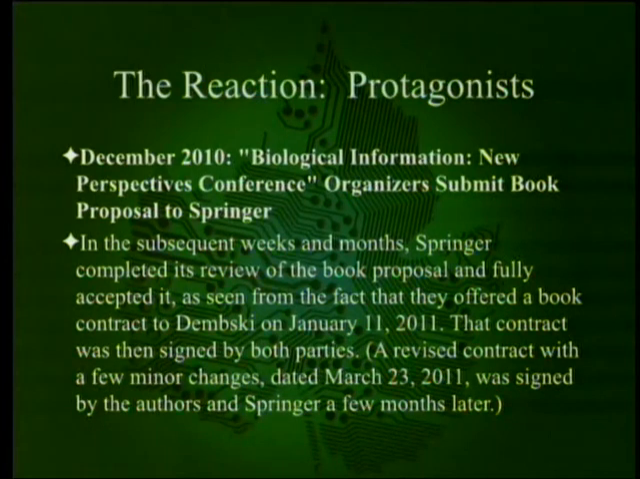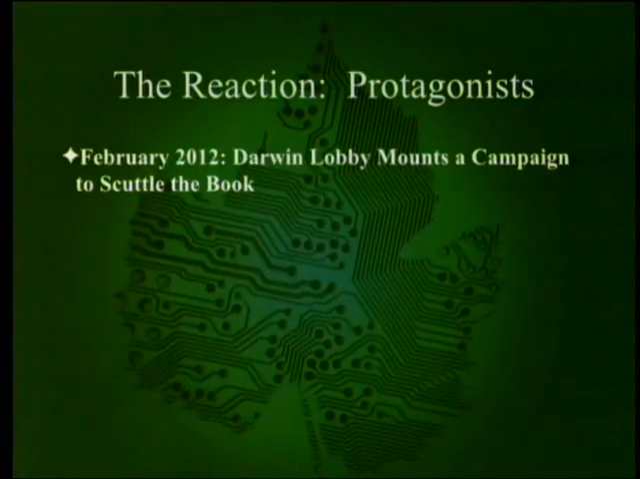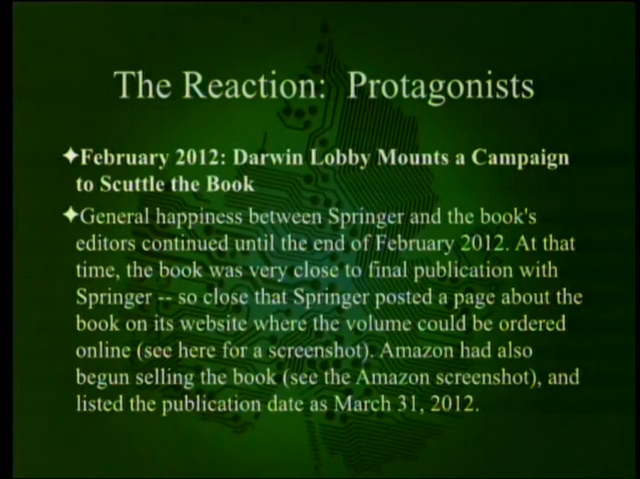That contract was then signed by both parties. A revised contract with a few minor changes, dated March 23, 2011, was signed by the authors and Springer a few months later. February 2012: Darwin Lobby mounts a campaign to scuttle the book, of which you read part of that campaign. General happiness between Springer and the book's editors continued until the end of February 2012.